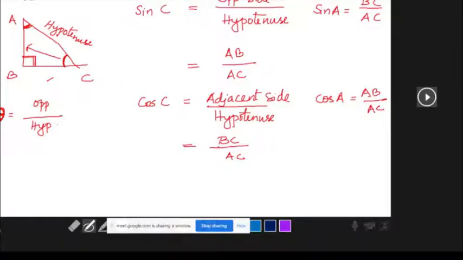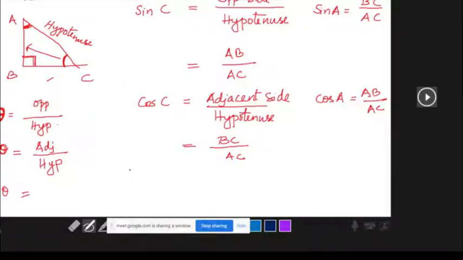So I told you there are three main functions: sine, cos and tan. Now cos theta, what do you get? It is adjacent side by hypotenuse. Understood? Again, it is a relation between an angle and the sides, a ratio of the sides. The third one is tan theta.